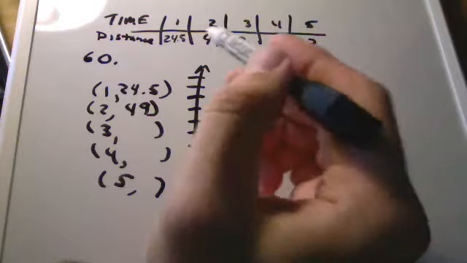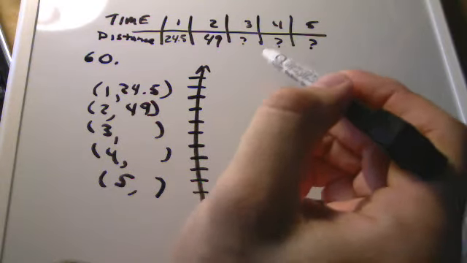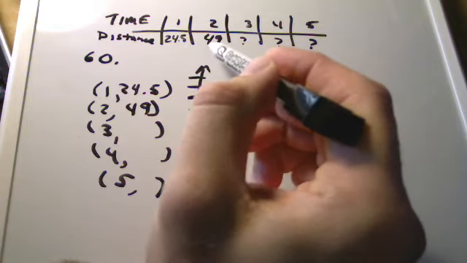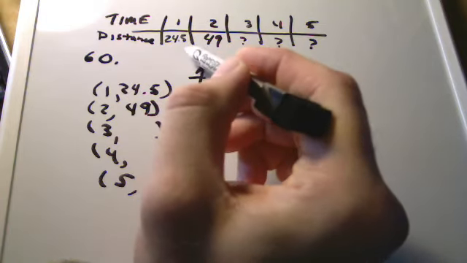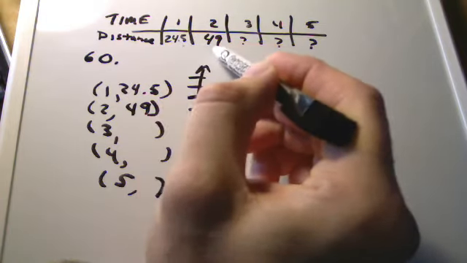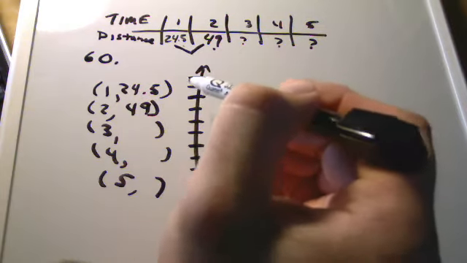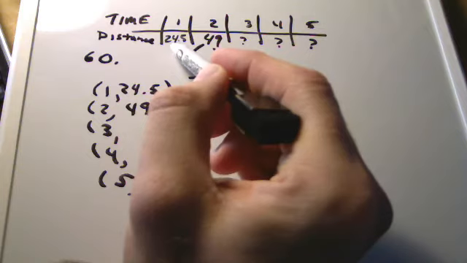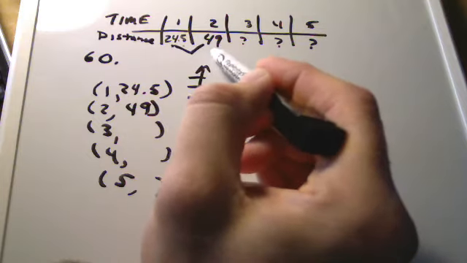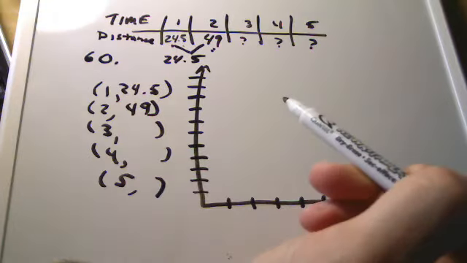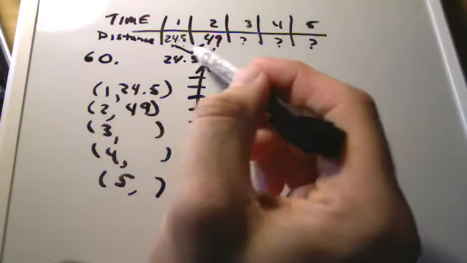So if I look at my table, we've known how to do this already by looking at the first two changes. So if I look between 24.5 and 49, we look at the difference. So if I were to subtract those, 49 take away 24.5 is 24.5. It's going to be positive because it's increasing.